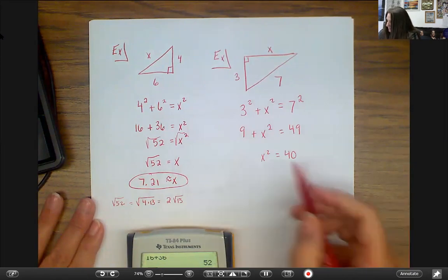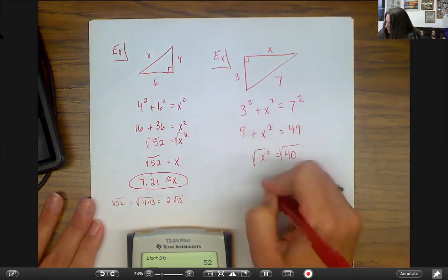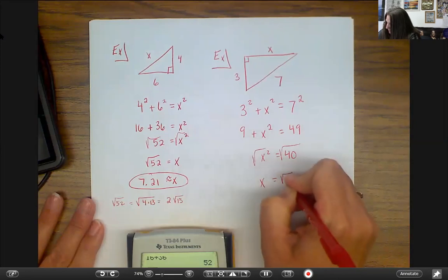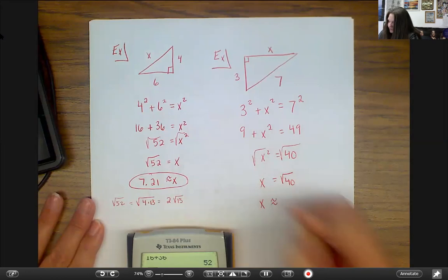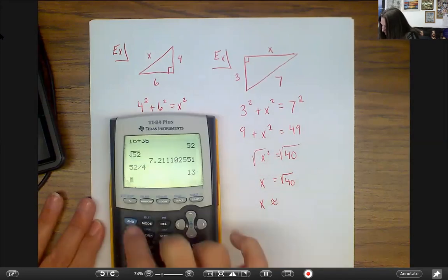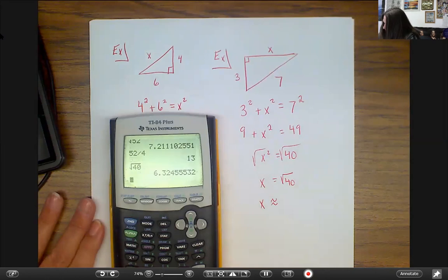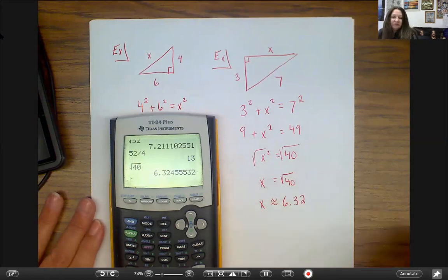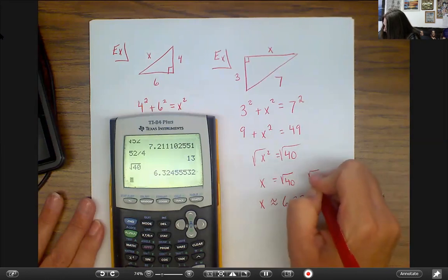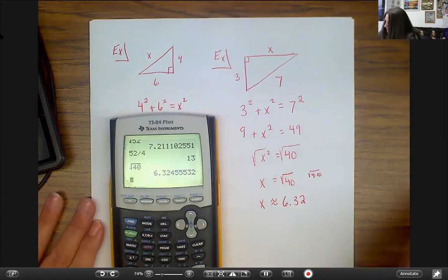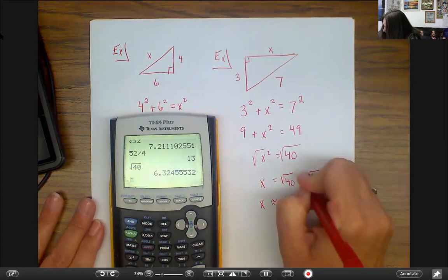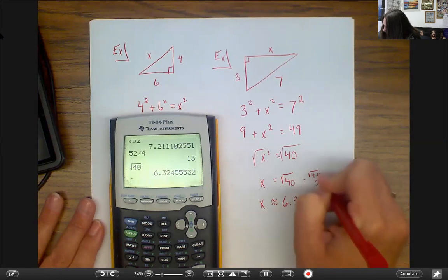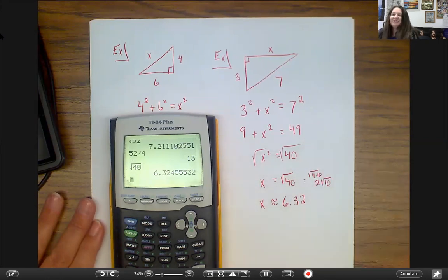So I'll subtract 9 from each side, and x squared would be equal to 40. If I want to cancel out my square, I square root both sides, so we've got x equals the square root of 40. So if I were to round that off to a decimal again, the square root of 40 would give me an approximate value of 6.32, if I round to the nearest hundredth. Or again, as an exact value, 40 would factor to 4 times 10. So we would get the square root of 4 is 2, 10 stays underneath. So we get 2 root 10 as a value.